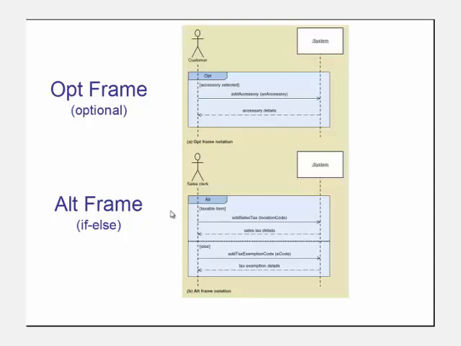The alt frame is a traditional if-else kind of syntax. We have a frame with a dotted line down the middle, and it says alt at the top. It means alternatives. So if it's true that it's a taxable item, then send the message add sales tax, and here's a location code to help determine the tax amount. And then the system will calculate that and return the sales tax detail. Else, if it's true that it's not a taxable item, then add tax exception code with an exception code, and the system will return tax exemption details. So this is basically the if-else logic that we find in structured programming all the time.